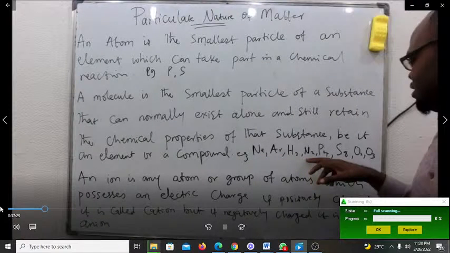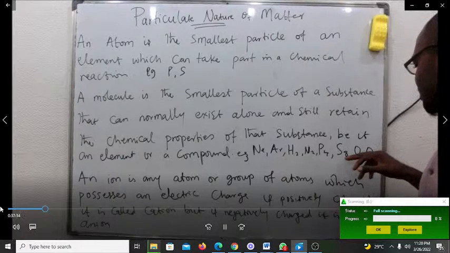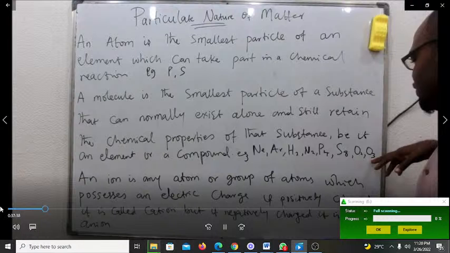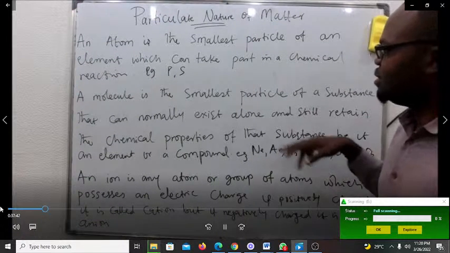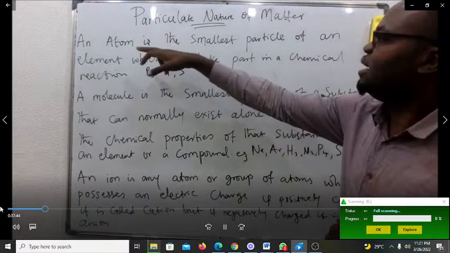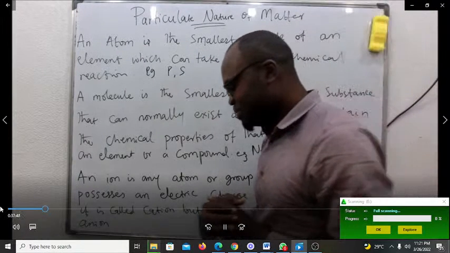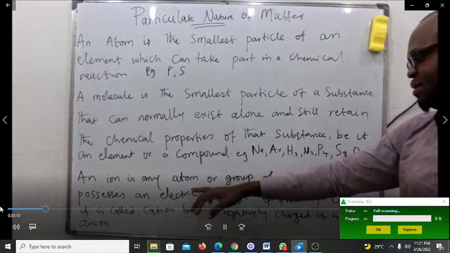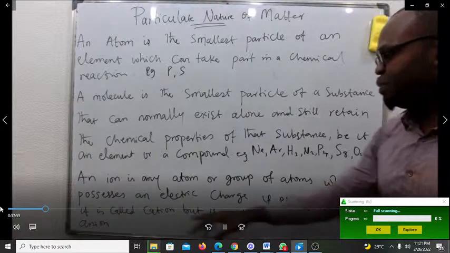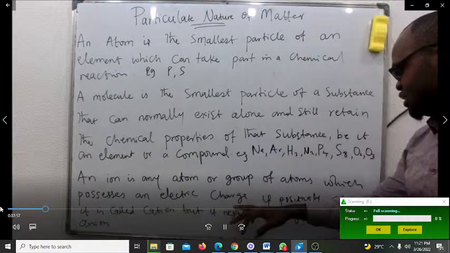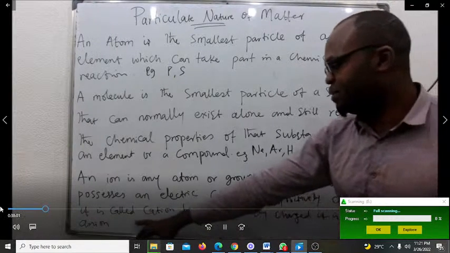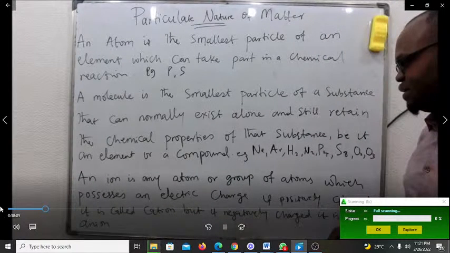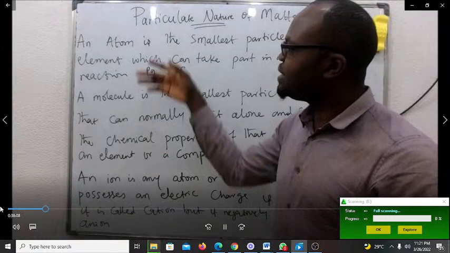Nitrogen, phosphorus, sulfur, the sulfur molecule, oxygen molecule, and ozone molecule. So all these are molecules. They can have more than 1 atom, but some, like neon, have only 1 atom. Very, very importantly, now we look at ions. An ion is an atom or group of atoms which possess an electric charge. If this charge is positive, then we'll call it a cation. But if it is negative, we'll call it what? Anion. So these 3 are the basics.